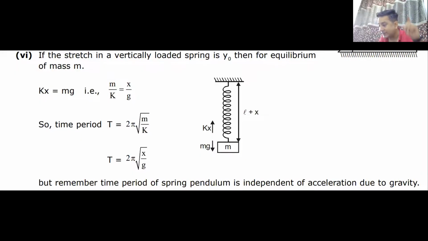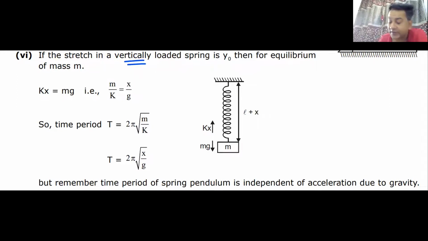Well, as I said, in all the cases, whether you keep the block vertically hanging, on an inclined plane, or on a horizontal plane, the value of omega, time period, and frequency remain the same, but there is one thing that is different, and that is the equilibrium position. Now we will see the equilibrium position of all the three cases. You will mark them down.